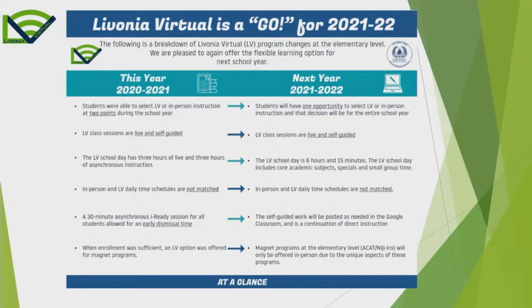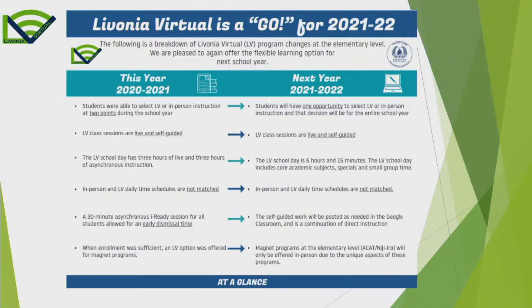So as I go one bullet at a time, the first bullet is this year we were able to open up 2 points of selection for LV or in-person switches. As we move forward to next year, just like in secondary, students will have one opportunity to select LV or in-person instruction. The decision will be for the entire school year.